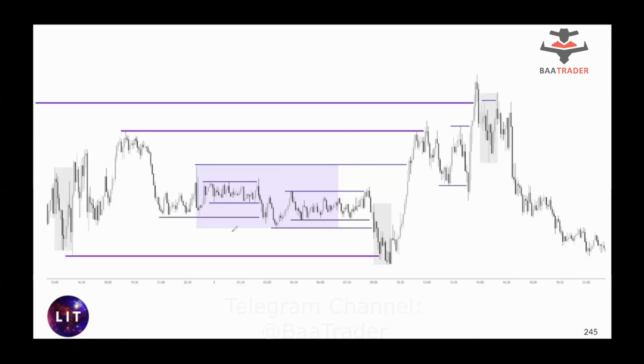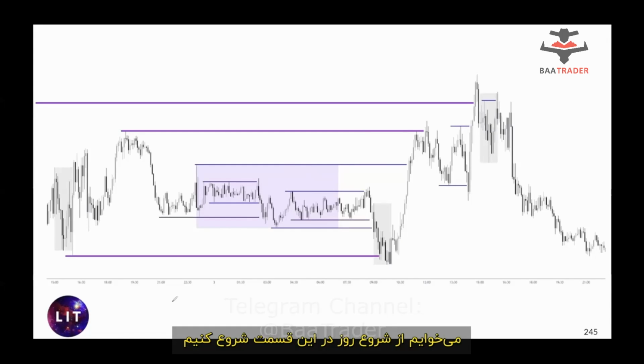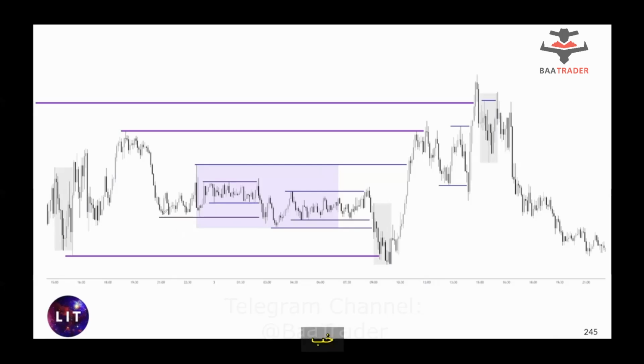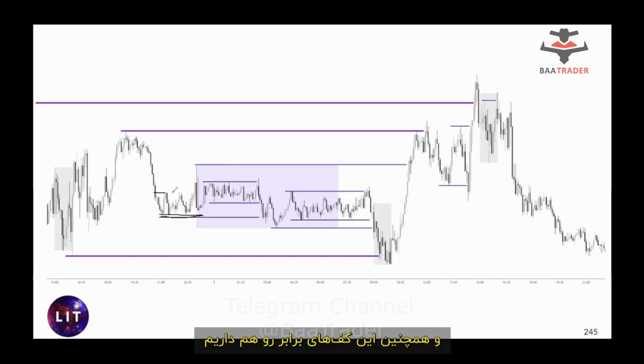So we're going to start off more in the beginning of the day over here to see how price continuously induces up and down. So from here, what we have is our liquidity. So we see these equal lows right here. And we also have these equal highs, which I did forget to actually mark with a blue line. So we have two sets of liquidity.